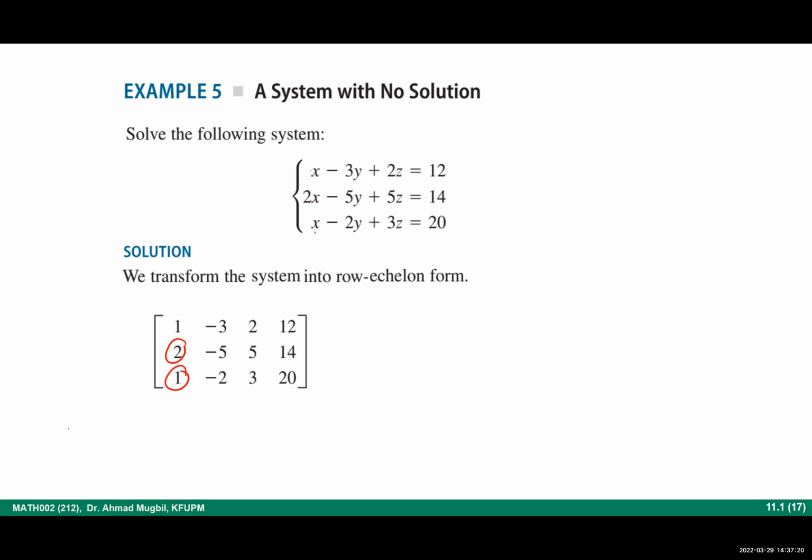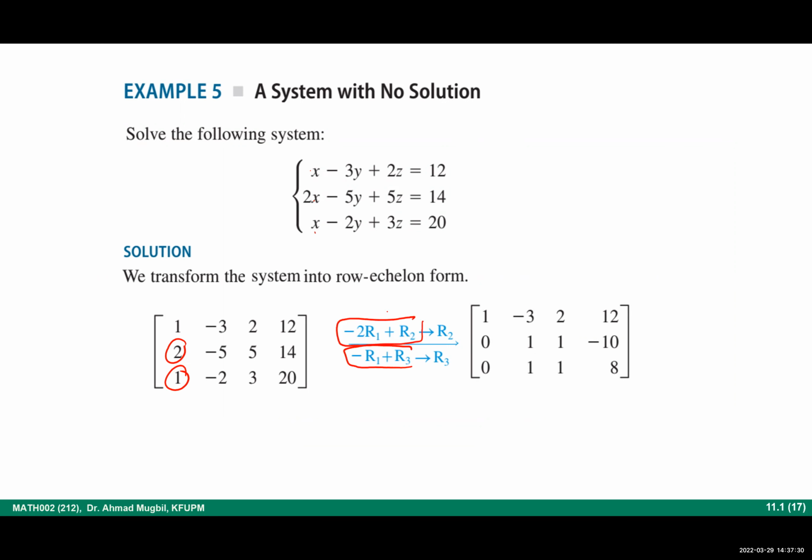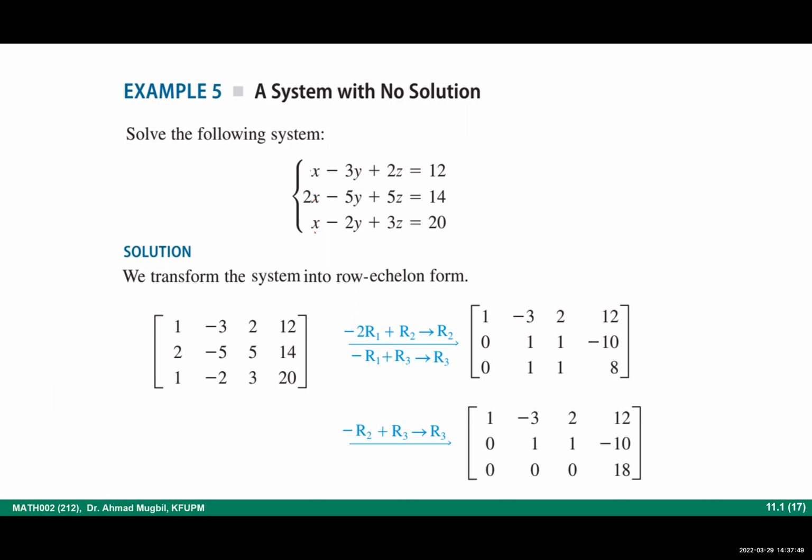So what is the operation that you will use? Negative 2 R1 plus R2 and negative R1 plus R3. Here they are. Please, if you have a quiz or exam, specify what is the operation that you used. Now what you need, this is 1. You need this to be what? 0. So what to do? Multiply row number 2 by negative 1, and then add the result to row number 3.